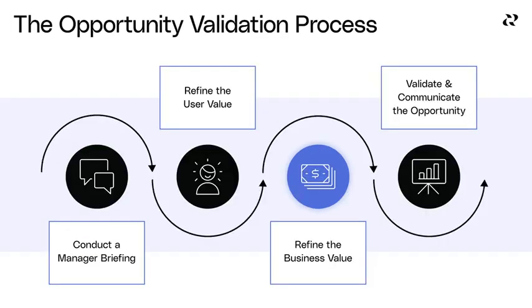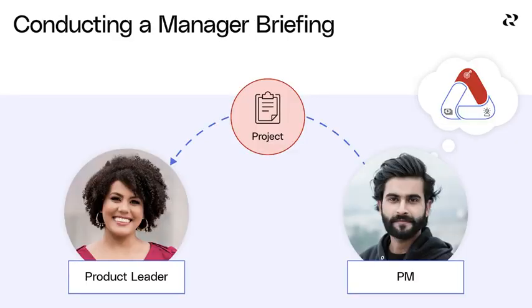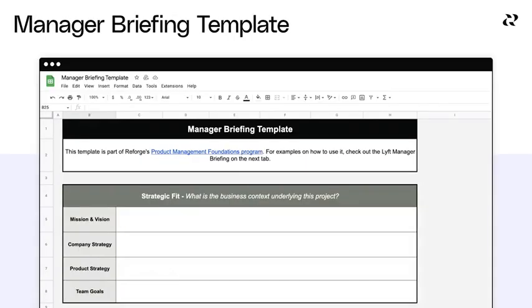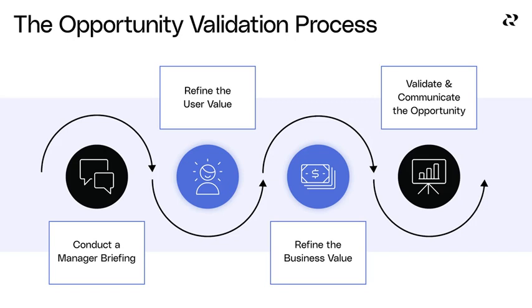We'll continue refining this Lyft opportunity in the Refining Business Value section. As a reminder, your manager may not have all the answers to these questions, and that's okay. Get as much information as you can during the manager briefing. Your next job is to refine this information and answer some of those unknowns. We've now used the feature opportunity framework to run a manager briefing and define user value and business value hypotheses. You can add your own hypotheses to the manager briefing template. We'll refine these user value and business value hypotheses in the next two sections.